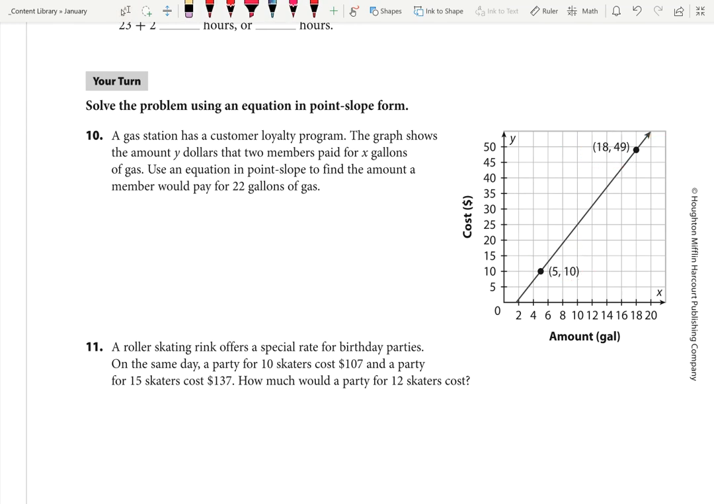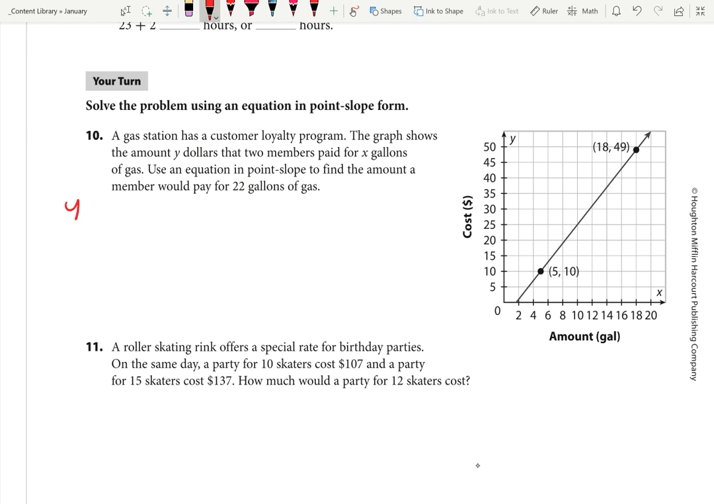That's what we're going to use. It's basically the same problems that we've been doing. We have these 2 points. That's all we really need, and we can write our equation in point slope form. But then remember, we're going to use the equation to find out how much 22 gallons of gas costs.